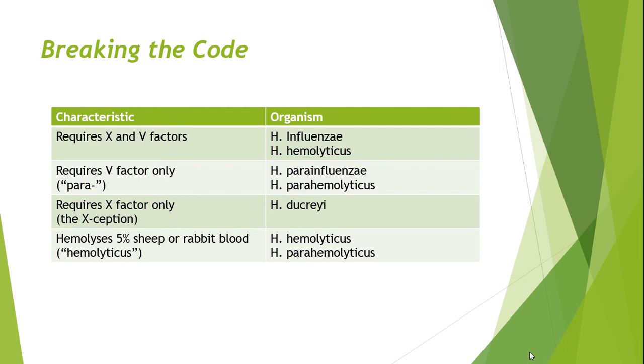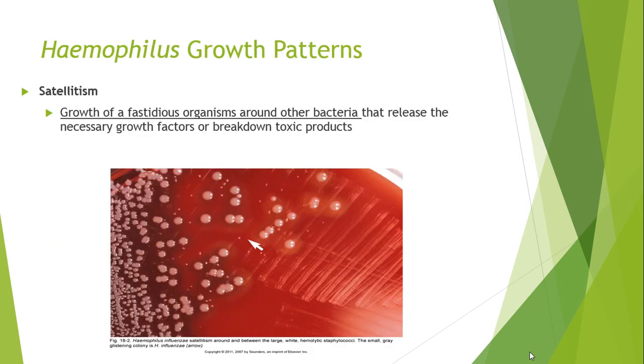If it only requires X factor, Haemophilus ducreyi, he's our exception, okay? And then finally, how do you tell the difference between Haemophilus influenzae and Haemophilus haemolyticus? Well, haemolyticus is hemolytic on sheep blood agar, or horse blood, or rabbit agar. So if it has haemolyticus in the name, then it hemolyzes the blood agar. So if you can break the name apart, you can figure out which factors it requires. Okay? Pretty easy, right?